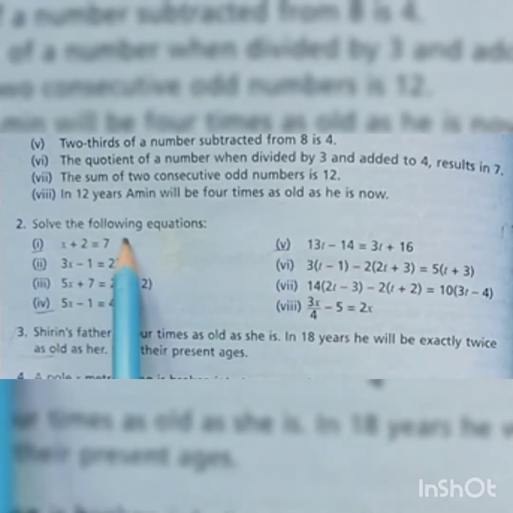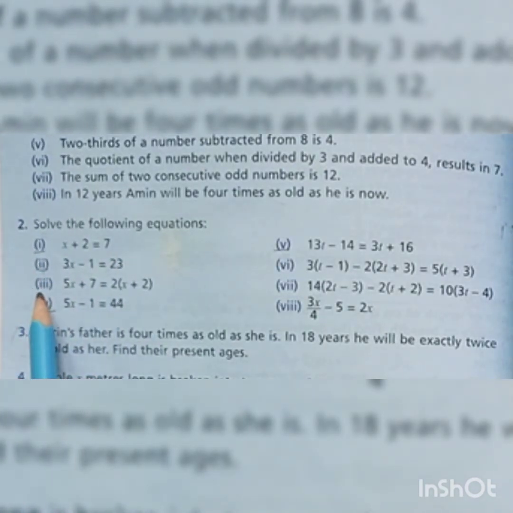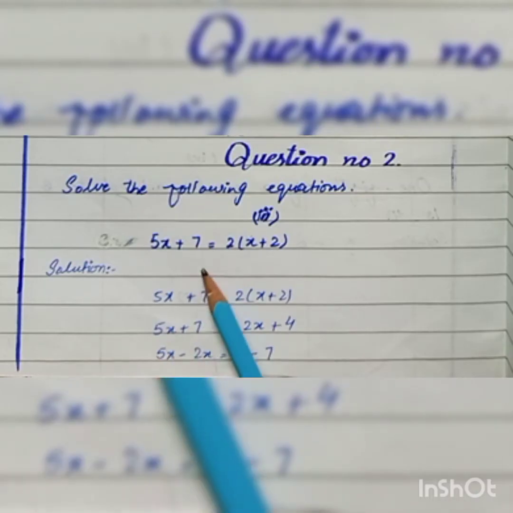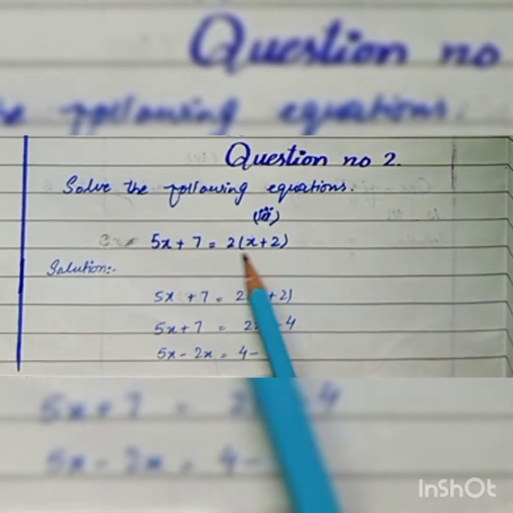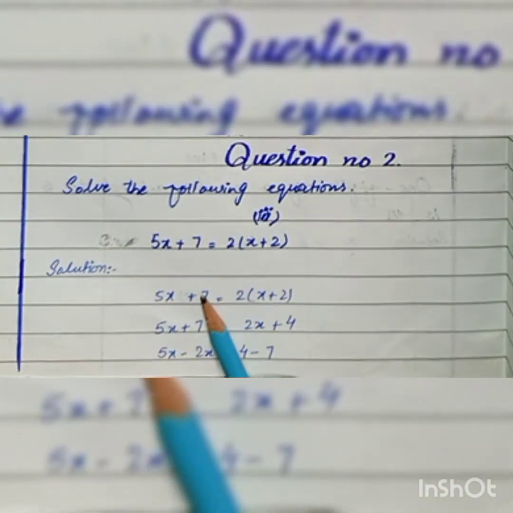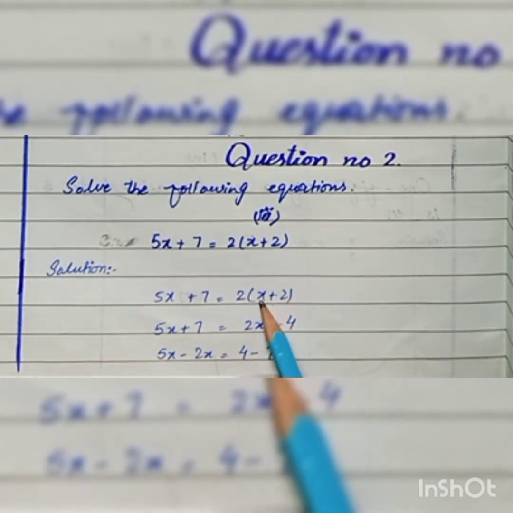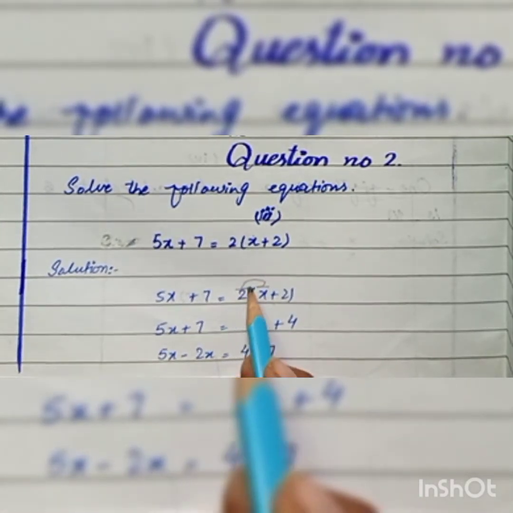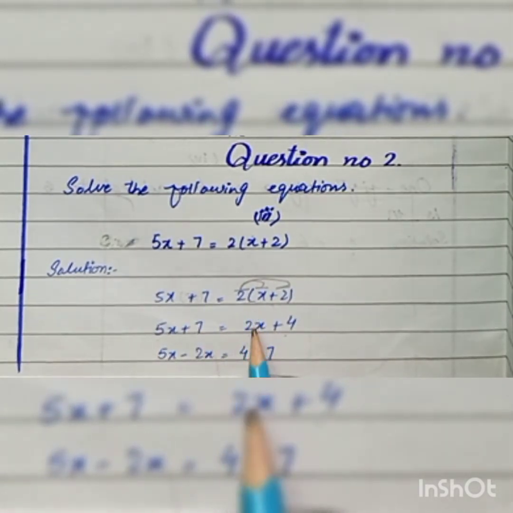Next one is question number 2. Solve the following equations. Part number 1 and 2 are in your homework. Let's move towards part number 3, that is 5x + 7 = 2(x + 2). Students, here we will solve this equation and find out the value of x. We will simplify it as 5x + 7 = 2(x + 2). So 2 is multiplying both of the inner values: 2 times x gives 2x, and 2 times 2 gives 4. It means 5x + 7 = 2x + 4.